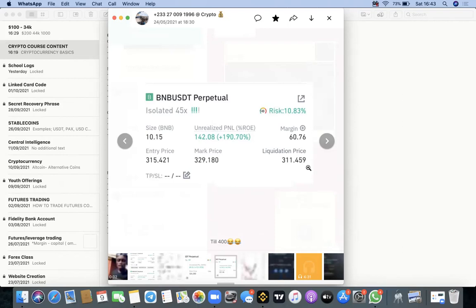If you don't want to get hurt, don't enter this site. Otherwise your school fees, your chop money, your everything will be gone. So this type of trading, you trade with money you can afford to lose. If you know it's your last money, don't enter this position.